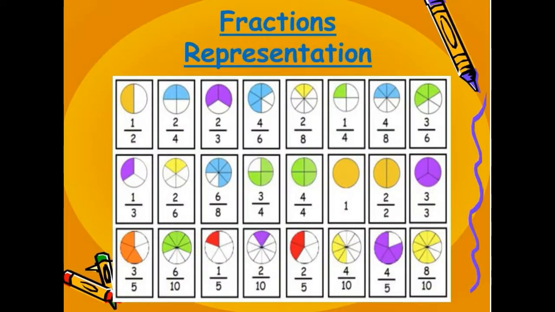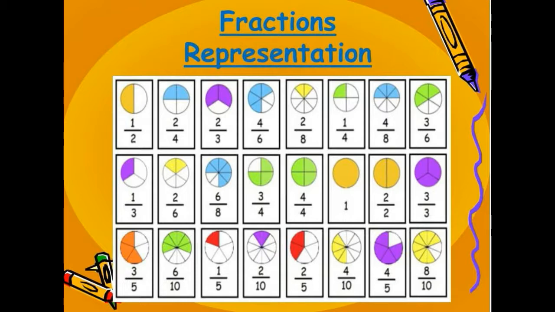Here also we see a number of fraction representations on the pie charts. In the first diagram we can see the chart is divided into 2 equal parts. Therefore, one part is shaded. Therefore, 1 by 2 is the fraction, 2 being the number of parts the chart has been divided into.